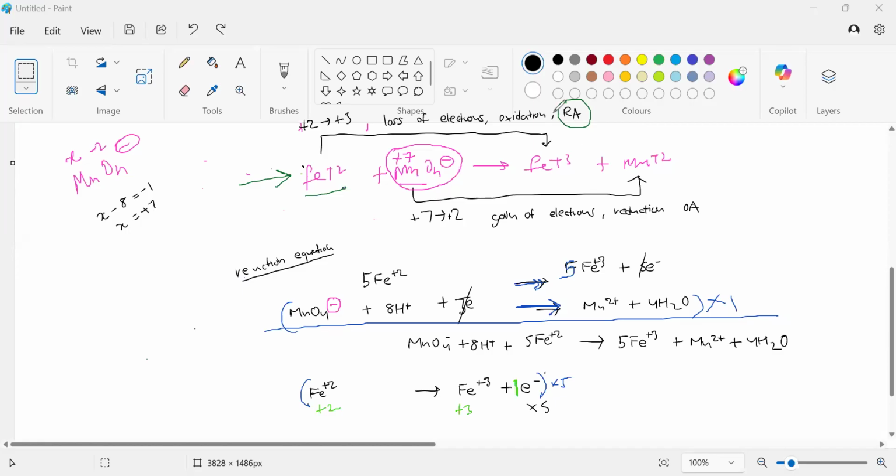Is it clear? Why did I do it till the end? Reducing agent is a species which reduces others and in turn gets oxidized. What's the oxidizing agent? Oxidizing agent is the agent which oxidizes others.